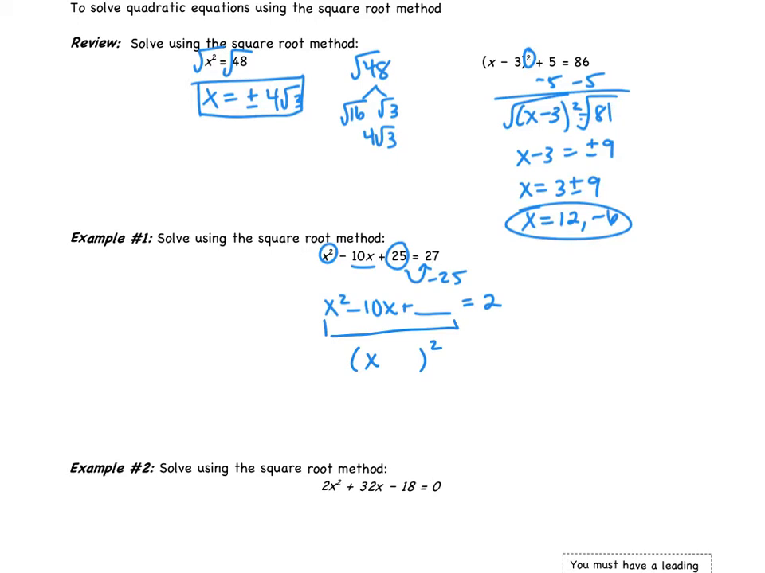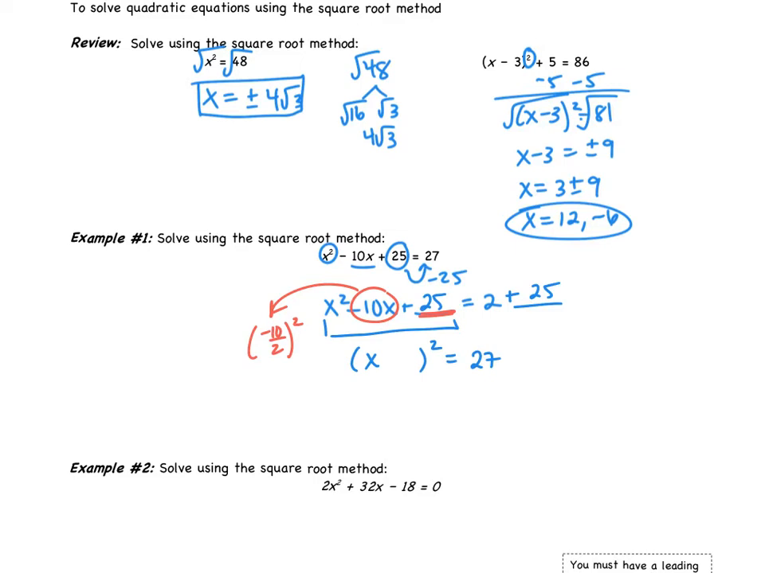So we're going to need to add something to that spot that we drew. Here's what you're going to do. That number that's in the middle, you're going to take it, divide it by 2, and square it. So negative 10 divided by 2 is negative 5. Negative 5 squared is 25. Now, can we just add any number we want to any side of the equation? No, of course not. We need to keep this equation balanced. So if we add 25 to the left side, we have to add it to the right side also. So that right side is going to get us back to 27.